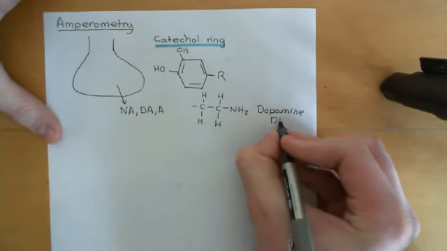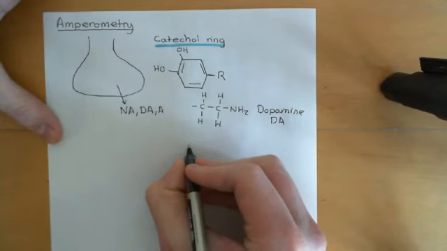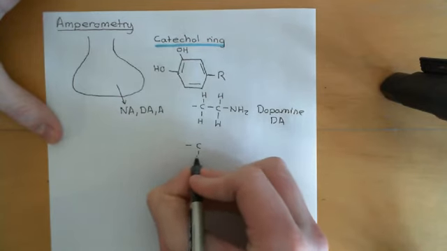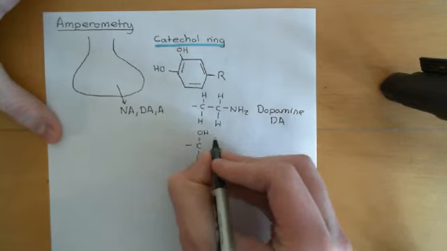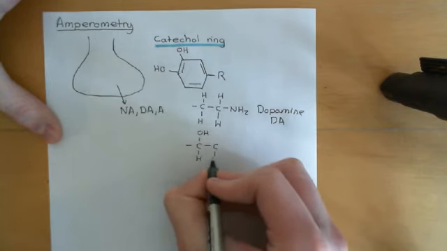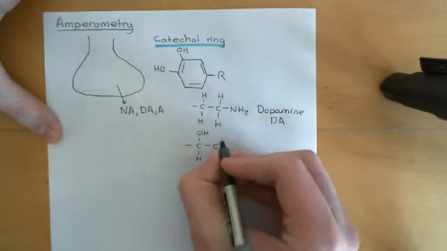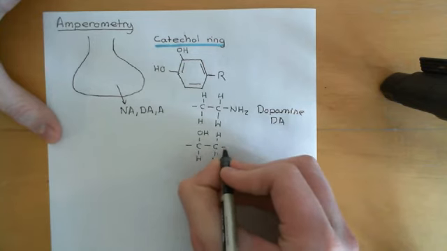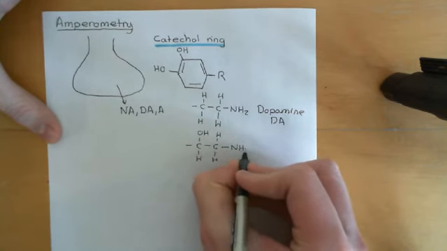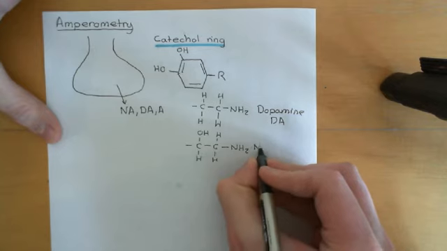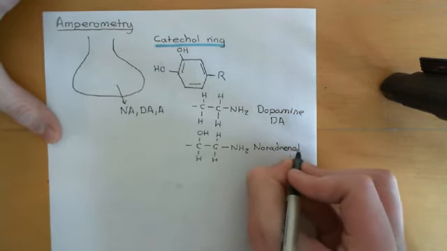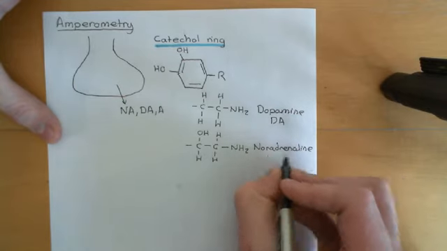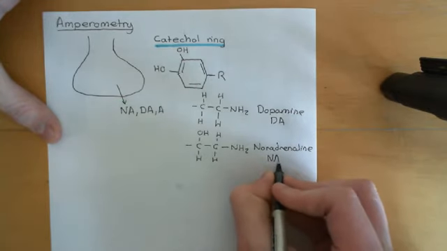Okay, or DA for short. Noradrenaline is then just a little modification of dopamine. All you do is stick an alcohol group onto this carbon effectively here, and then you leave everything else the same. So it's very much related to dopamine. So this is noradrenaline, which I've abbreviated to NA, also called norepinephrine if you're in the States.